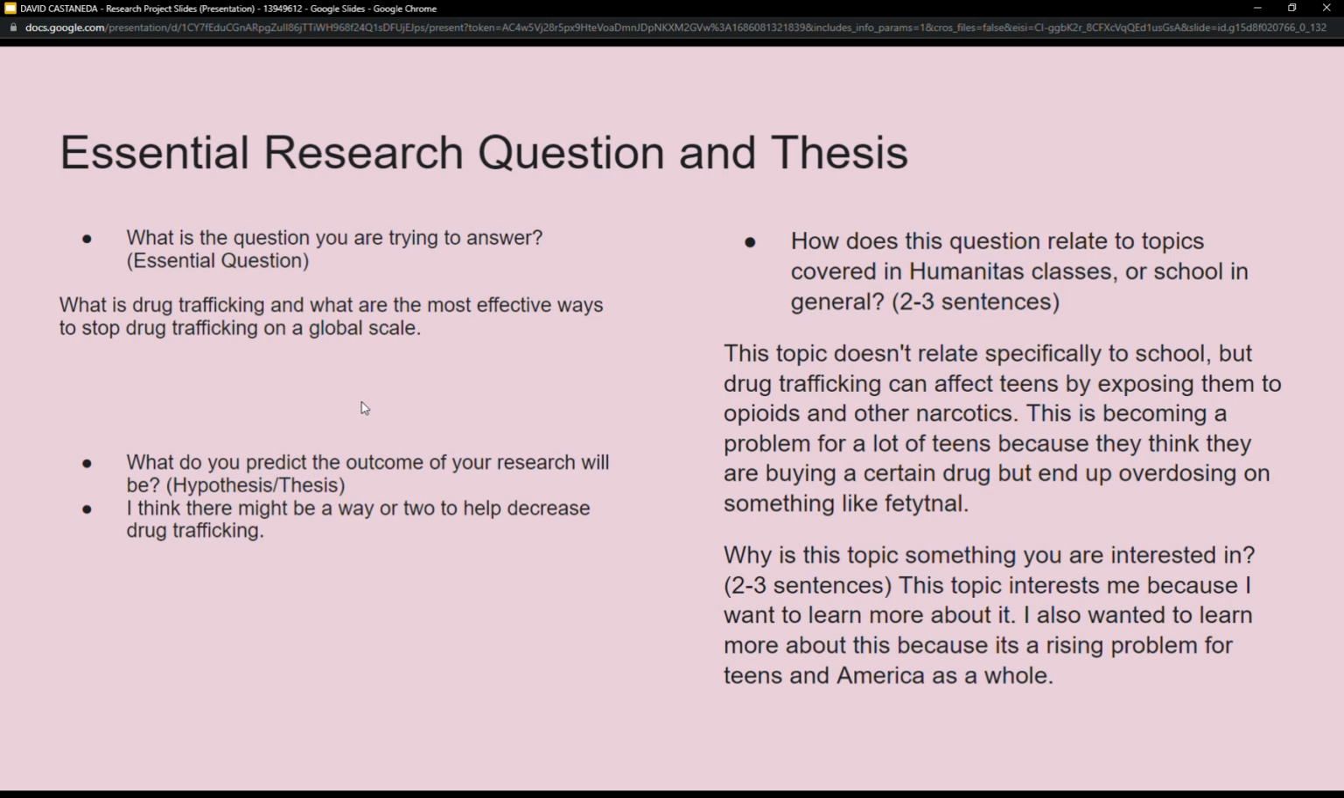a global scale? My hypothesis is I think that there would be one or two ways to help decrease drug trafficking, but not stop it fully. This relates to classes or school in general. My topic doesn't relate specifically to school, but drug trafficking does affect teens because it exposes us to drugs that can harm us, such as fentanyl. And this topic interests me because I wanted to learn more about it because it affects teens like me and it also affects America as a whole.